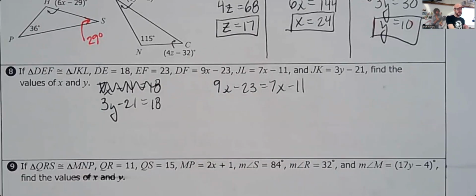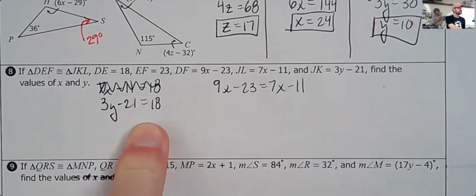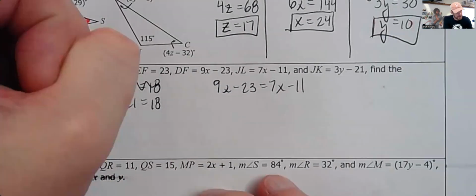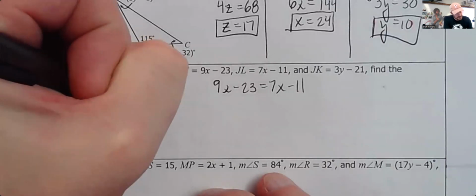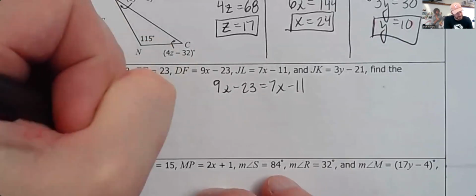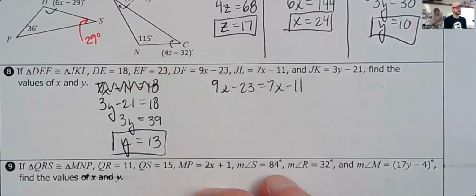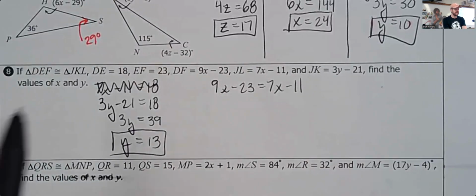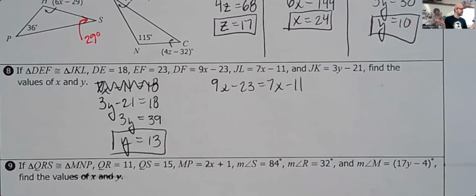So let's add 21 to 18. What does that equal? 39. All right, so 3y equals 39. What's 39 divided by 3? 13. All right, so y equals 13. And all it says here is to find the values of x and y. So we don't need to plug them back in or anything like that. We're just solving for the variables.